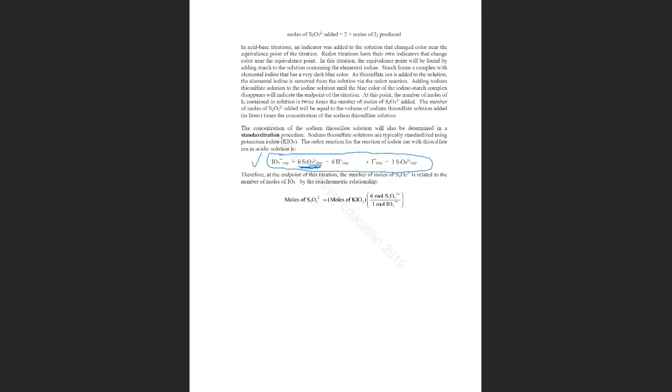But in reality, what happens is that you have iodate, and you are going to react the iodate with excess of potassium iodide.